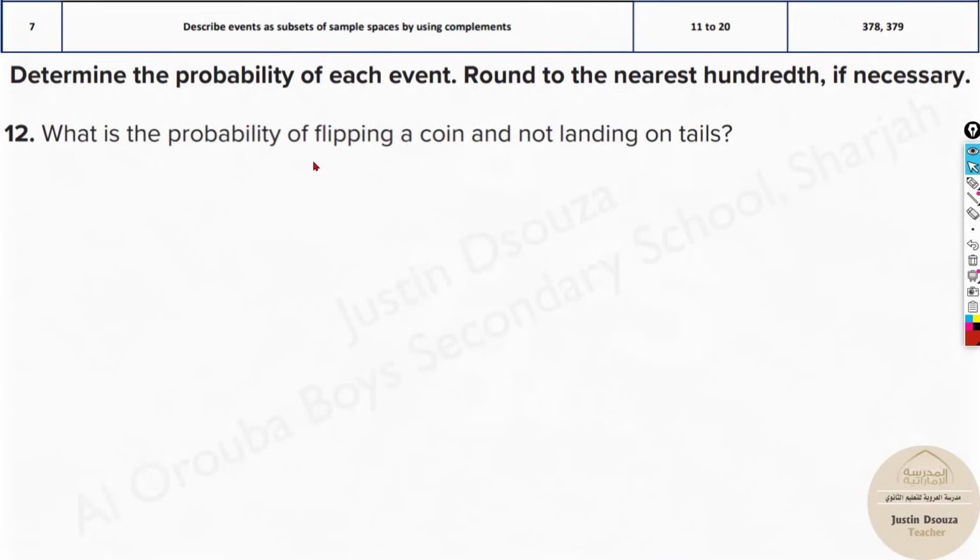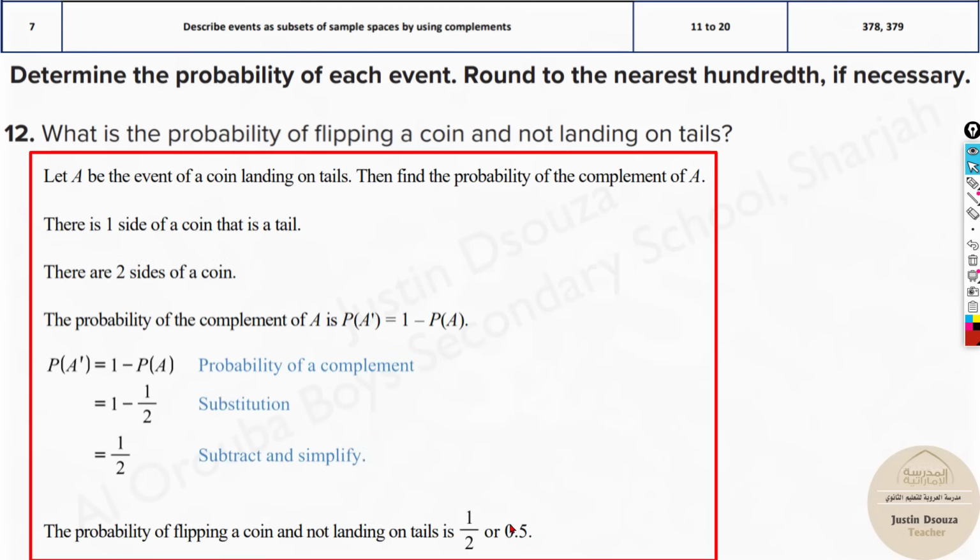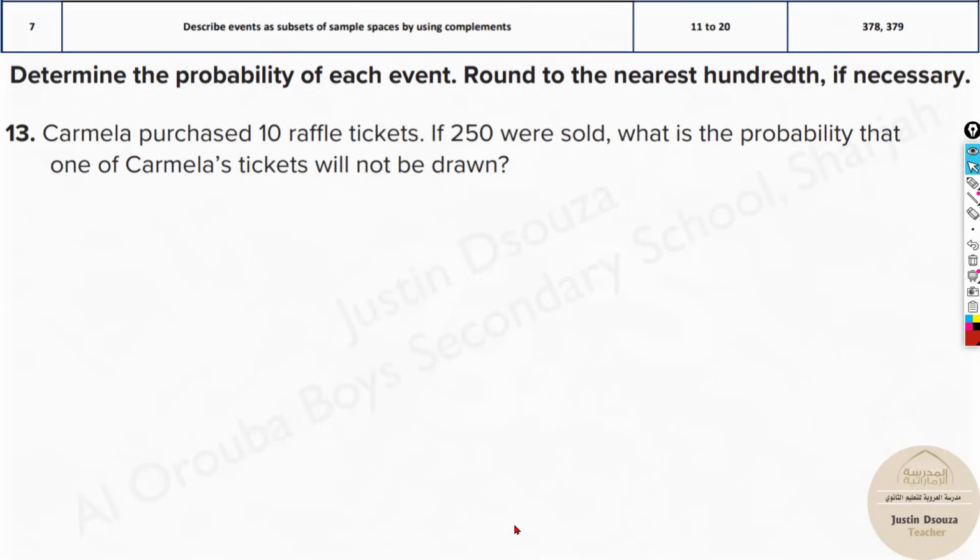What is the probability of flipping a coin and not landing on tail? This is very simple because we know head or tail is just 50%. So not getting it also will be 1 minus 50%, which is 50% itself, half. This is easy. You will have to write it in terms of fraction or decimal, 0.5. If it's percentage, just multiply by 100.